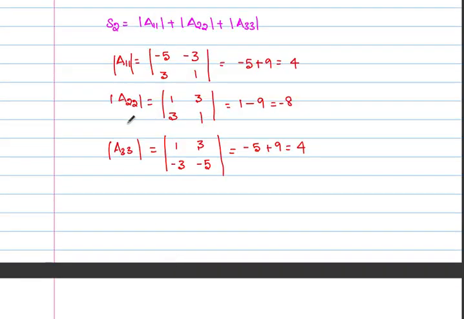Then you simply add all these, so S2 becomes 4 minus 8 plus 4. This is nothing but 0. Now you go to find S3. S3 means the whole matrix determinant of A.